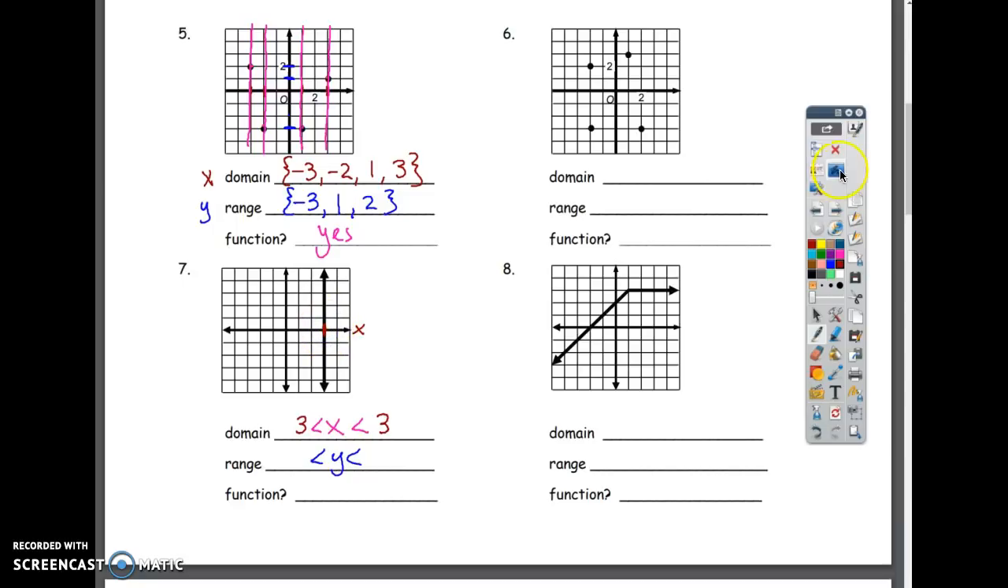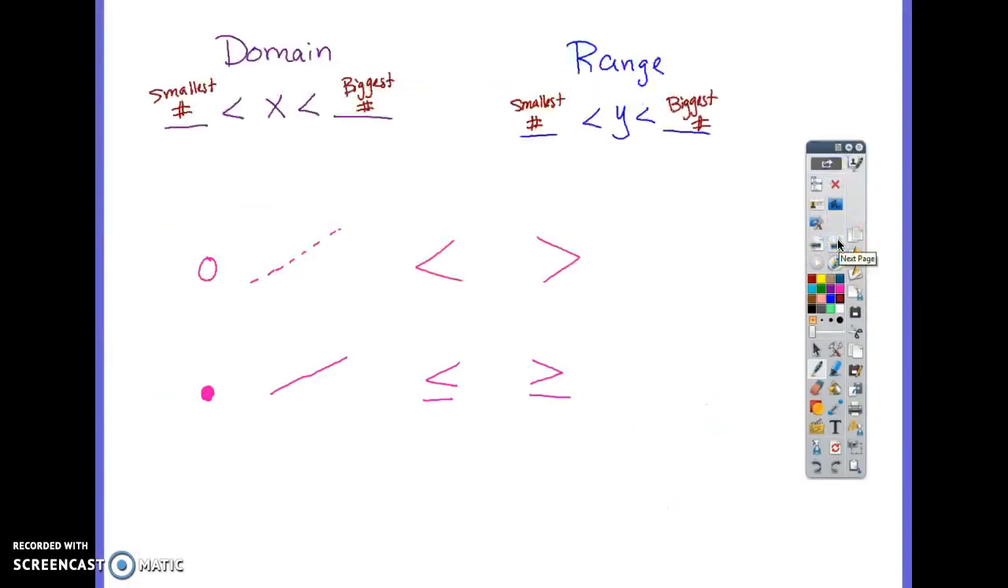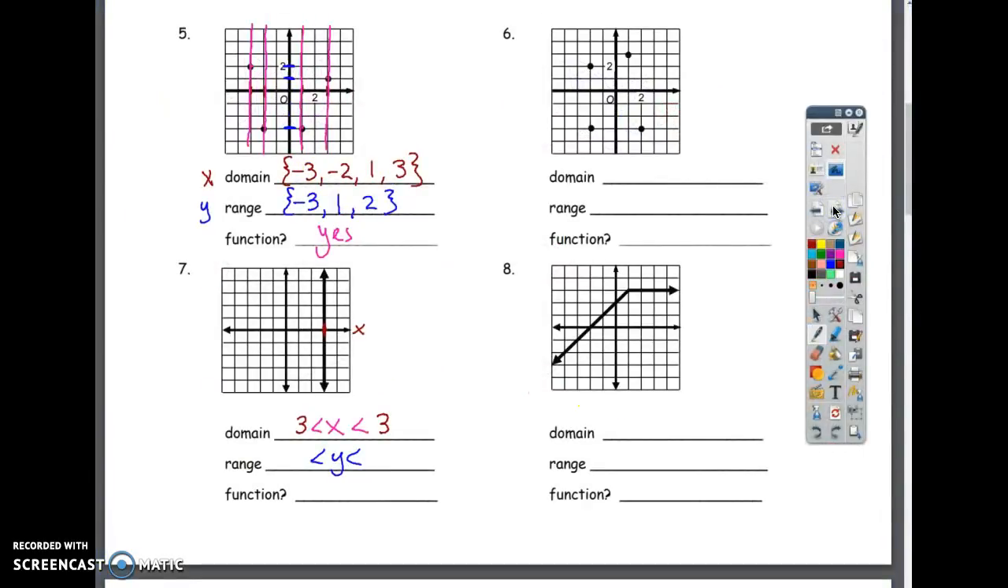Now, what did we say about solid lines? If it has a solid line, we're going to put a line underneath it, right? So if I put a line underneath this one and a line underneath this one, then we read it 3 less than or equal to x less than or equal to 3. That means that the x's are between 3 and 3, and they can equal 3. So that means that x equals 3, because it didn't go through any other numbers but 3.